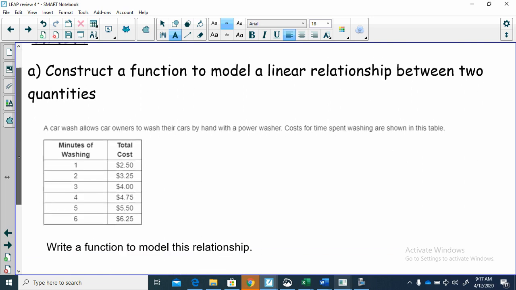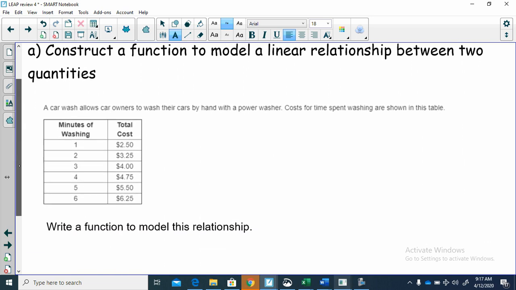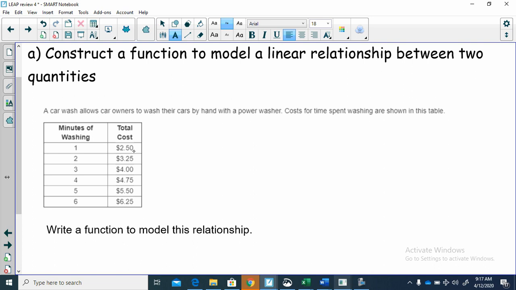It's going to tell you that down here. Write a function to model this relationship. Well, first off, let's see if this is a linear relationship. If it's a linear relationship, then what we know is that the slope, the change in y over the change in x, will be equal to constant values. Whatever it is, these will be constants, if it's linear.